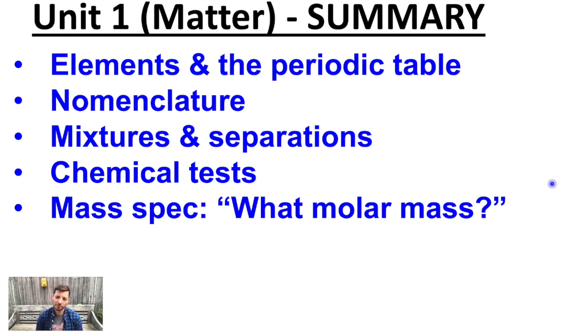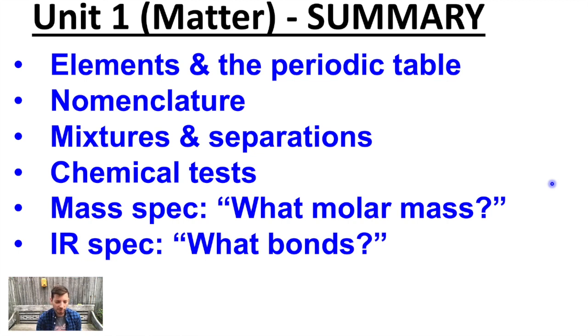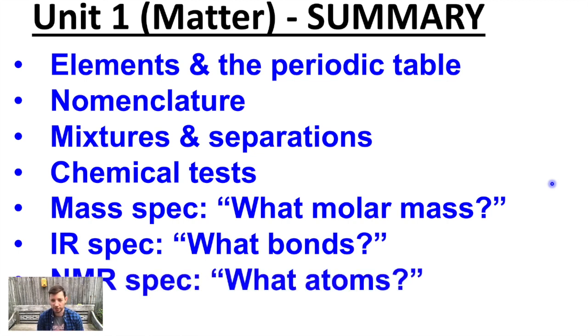Things like mass spectrometry tell us what's the molar mass of that compound. IR spectroscopy tells us what bonds are present. And today, NMR spectroscopy tells us what atoms are there, and more importantly, where are they arranged and what's near them, what type of environment are they in.